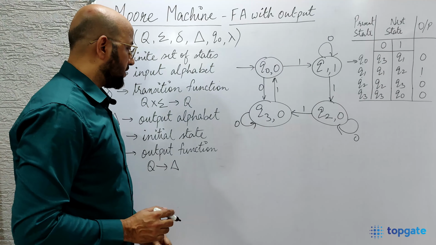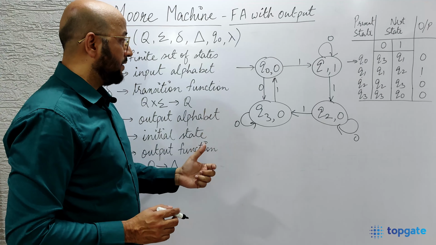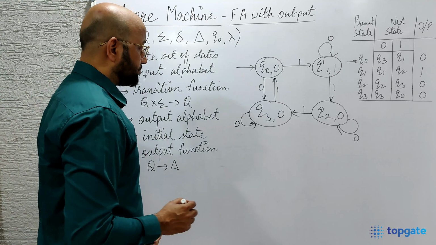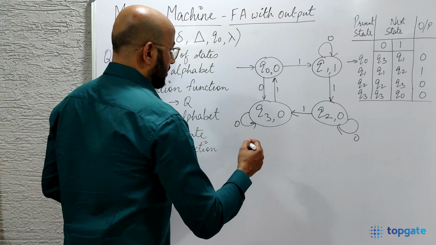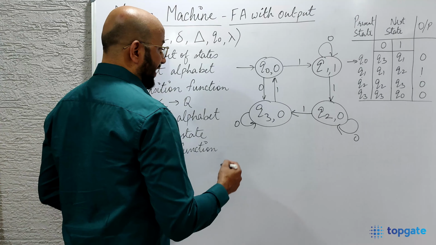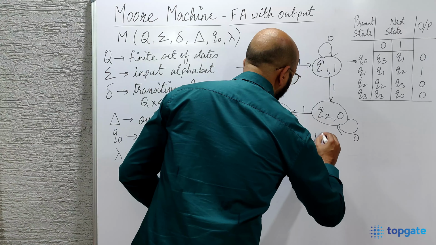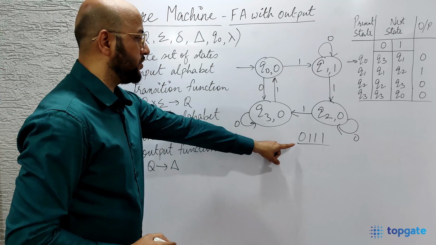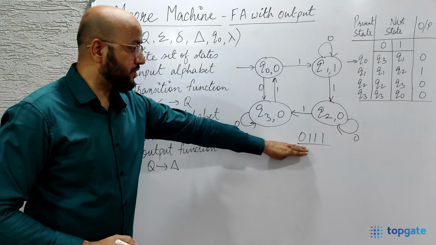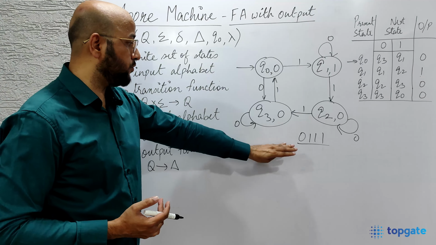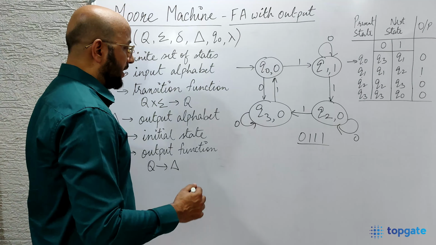Clear? So now let's try to understand with the help of an example how this Moore machine can be used to generate some particular string. Okay, so suppose the input string that we have is say 0, 1, 1, 1. Clear? Now if we apply this 0, 1, 1, 1 input string, then what is the output generated for this particular Moore machine? Now let's see.